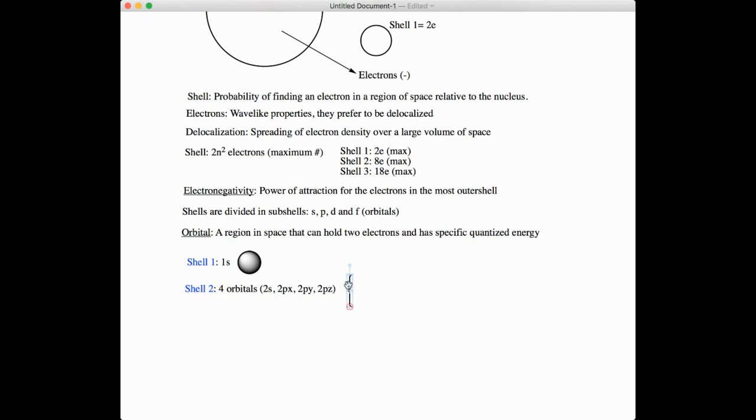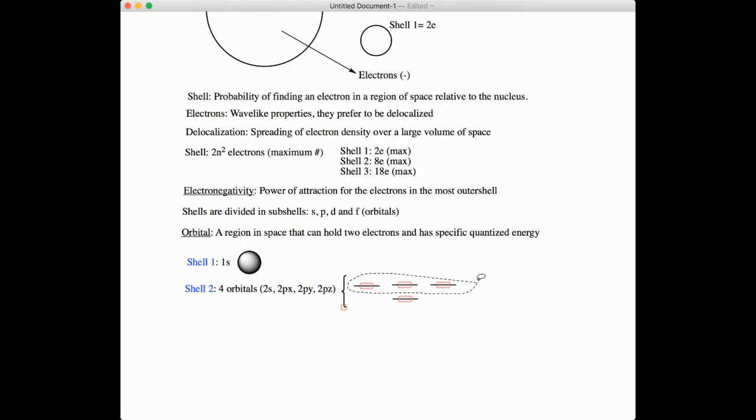Remember how I said that orbitals are regions in space that can hold 2 electrons, and they have a specific quantized energy. It's important, okay? So the s orbital is slightly less energetic as compared to the p orbitals, which are higher in energy than the s. Now the 3p orbitals, they have the same energy.